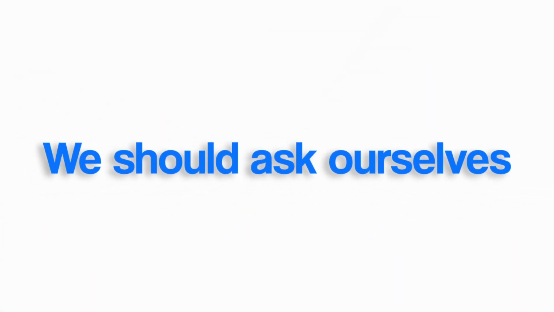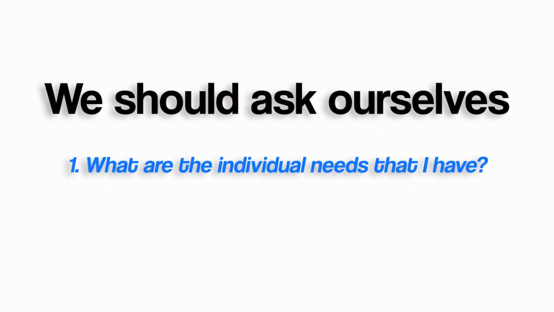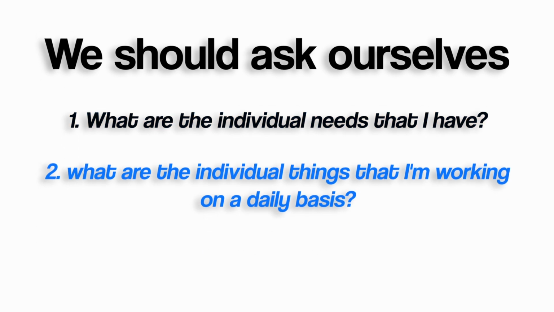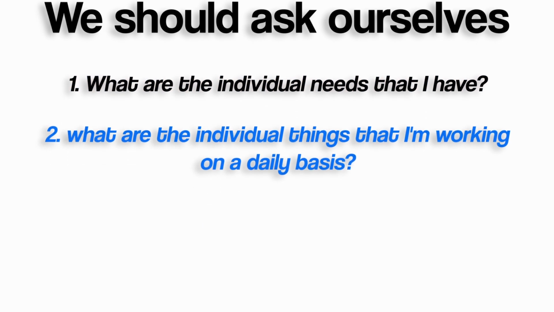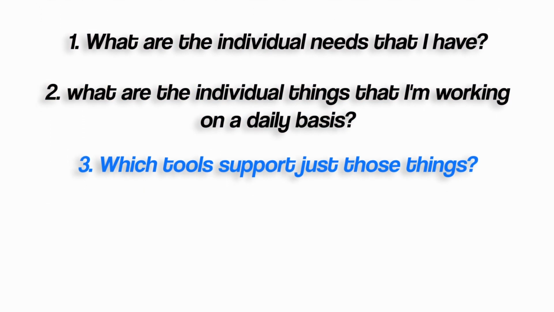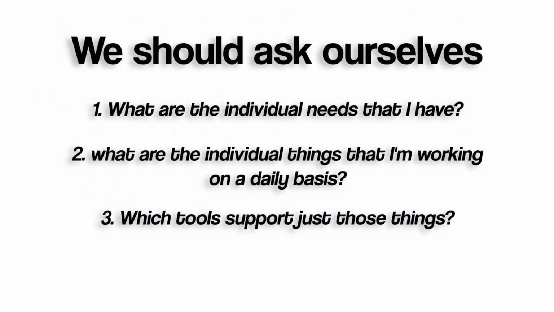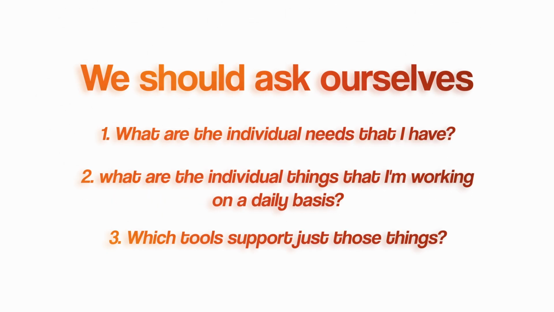Therefore, we should ask ourselves, what are the individual needs that I have? What are the individual things that I'm working on a daily basis? And which tools support just those things? And then basically take a blind eye to everything else. And so here's the process. Step one is identify your recurring workflow challenges. And so personally, I needed tools to help with writing content, researching content ideas, figuring out what is working, basically creating a system for how I make my content production process easier.